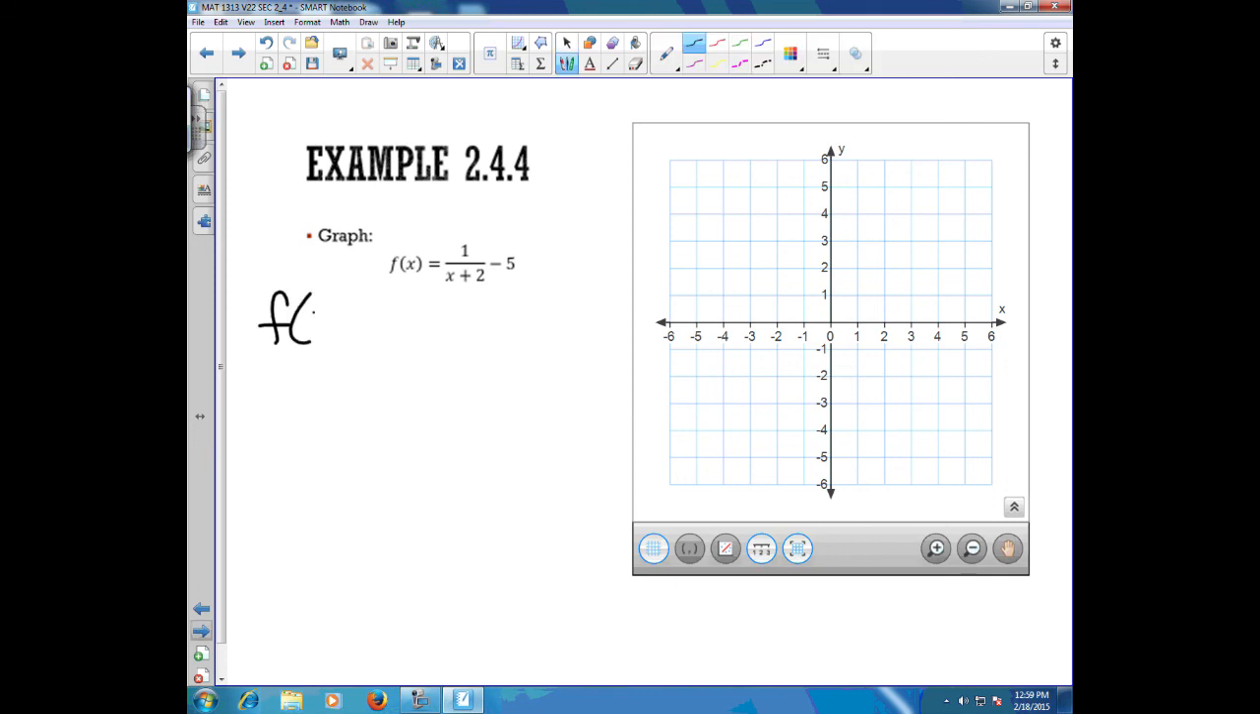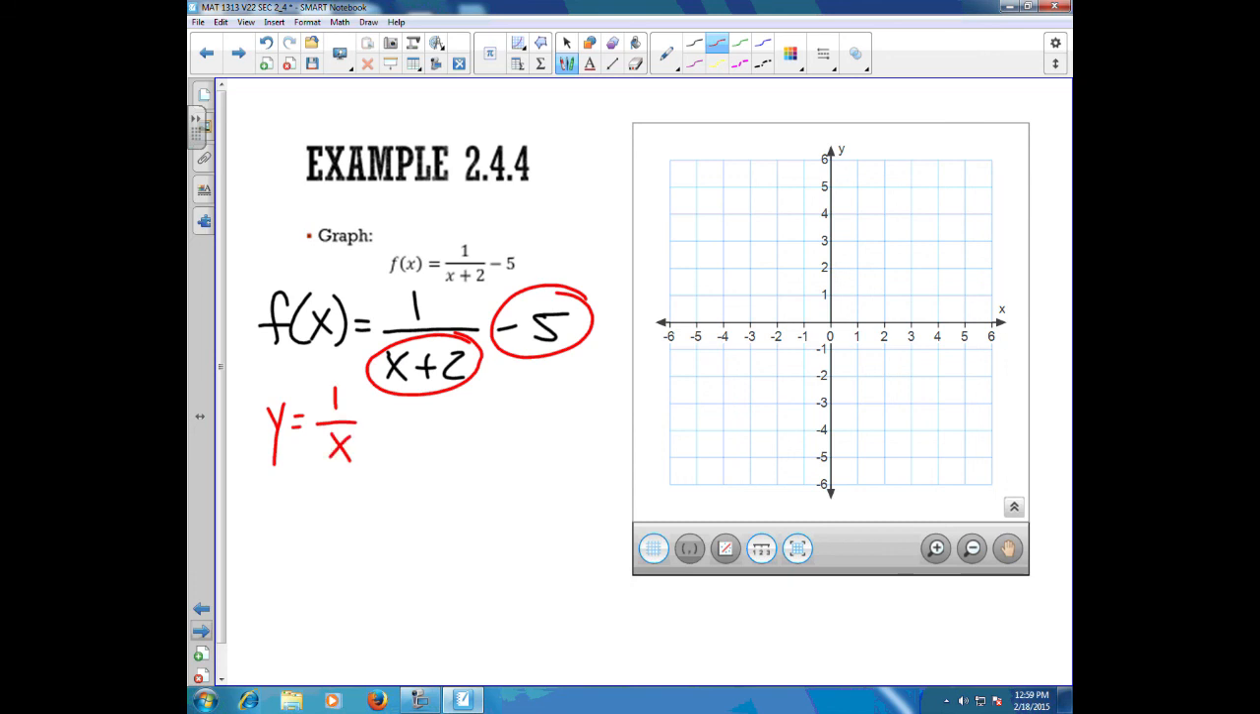f of x equals 1 over x plus 2, minus 5. This is a reciprocal function. When you're dealing with a reciprocal function, the inside part of the function is the denominator. The outside part of the function is whatever number's on the outside. So this is going to look like y equals 1 over x, except we're going to shift it to the left 2, and then down 5.